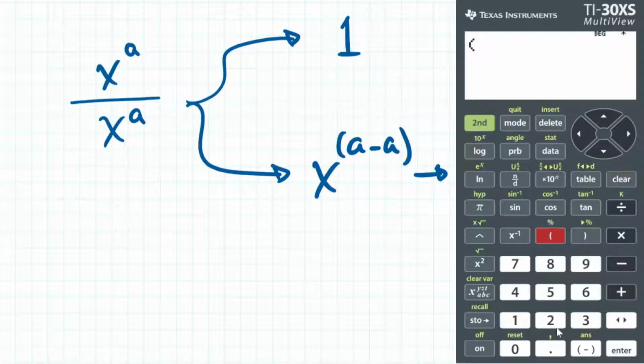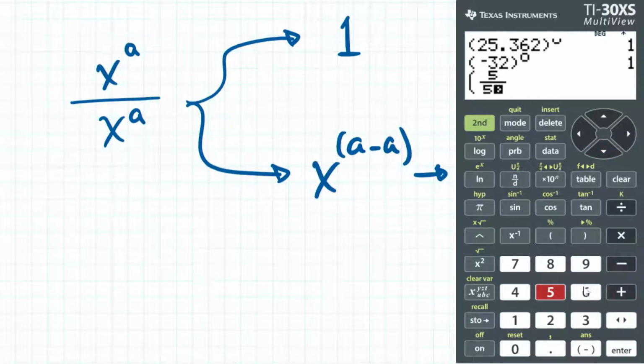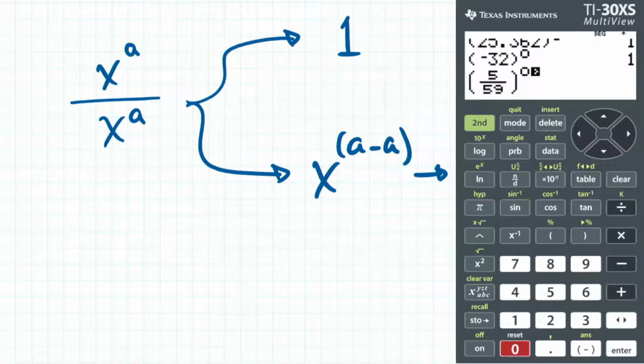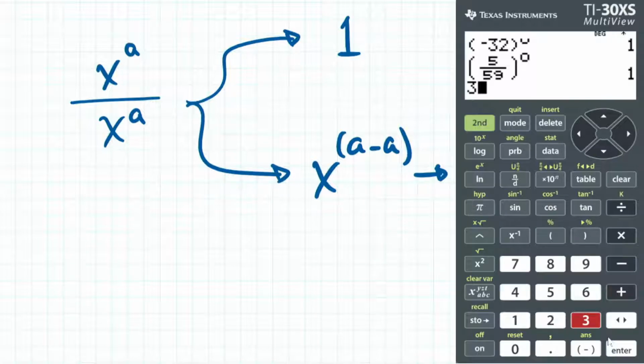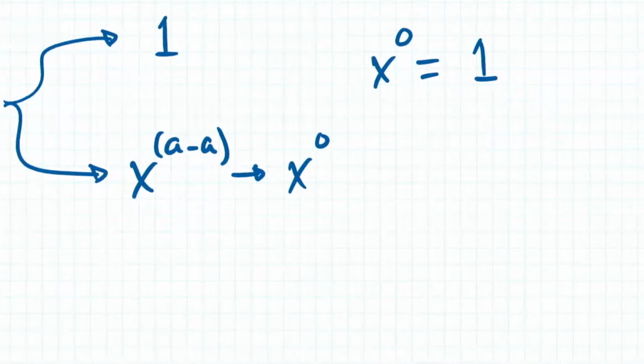If I have, for example, 25.362, and I raise that to the power of 0, I get 1. If I have negative 32 and I raise that to the power of 0, I get 1. Even a fraction, like 5 over 59: if I close that and raise it to the power of 0, I also get 1. So this is a powerful idea, and we want to keep track of it: anything raised to the power of 0 is equal to 1.